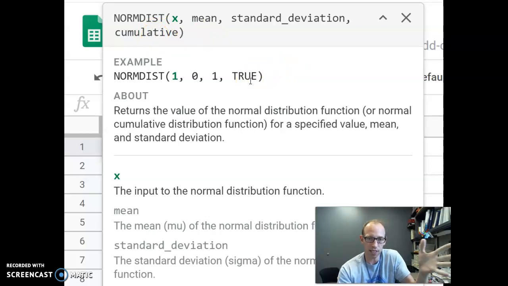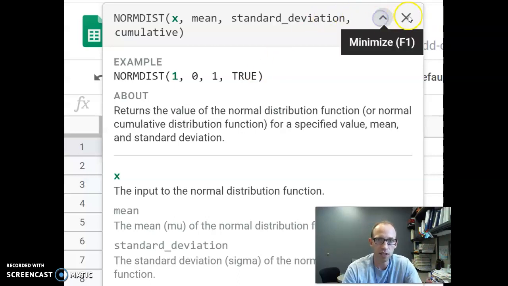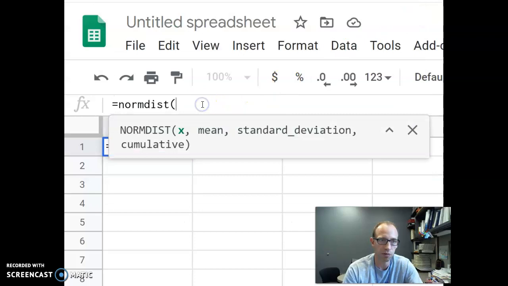That means we want the entire area up until whatever that cutoff is. So let's do the same calculation we just did for the women's height. We wanted to know what portion of adult US females are shorter than 72 inches. So we would put 72, and then we put in the mean and standard deviation.